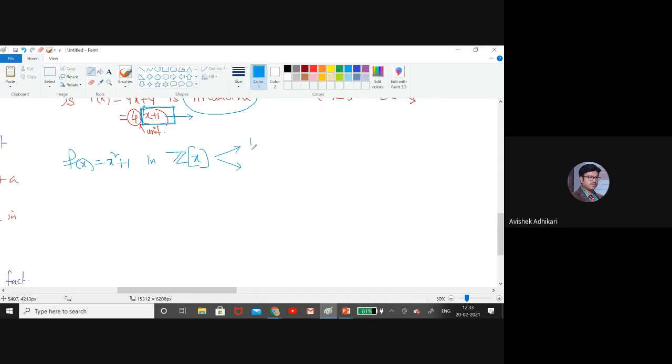Is this reducible or irreducible? Which one is correct? This is irreducible. Yes, you can roughly understand. I will give you a much better logic for why this is irreducible, but you can roughly understand that you cannot break it further into linear factors like x plus something times x plus something to get x square plus 1 in Zx. So this is irreducible.